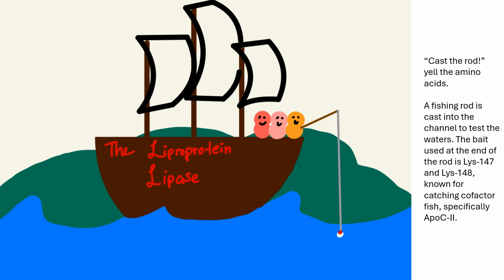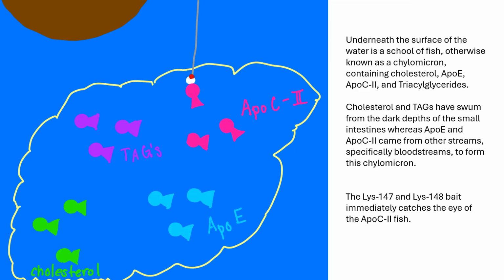specifically ApoC2. Underneath the surface of the water is a school of fish, otherwise known as a chylomicron, containing cholesterol, ApoE, ApoC2, and triacylglycerides. Cholesterol and TAGs have swum from the dark depths of the small intestines, whereas ApoE and ApoC2 came from other streams, specifically bloodstreams, to form this chylomicron. The lysine 147 and lysine 148 bait immediately catches the eye of the ApoC2 fish.